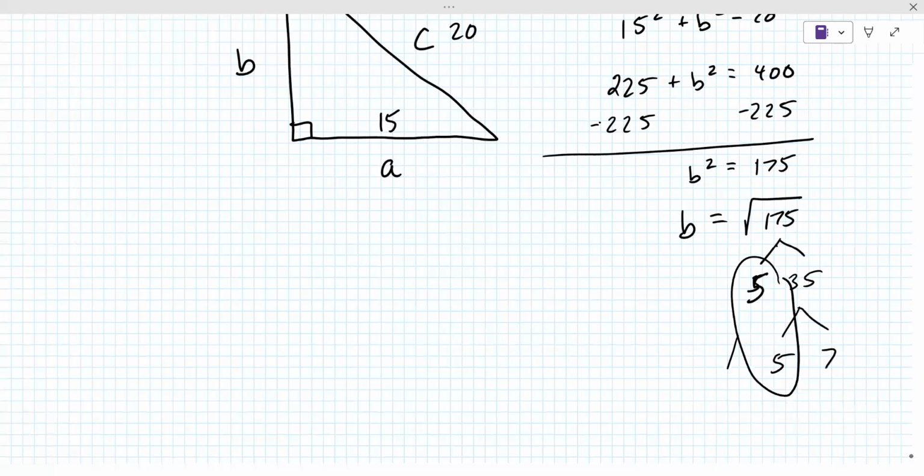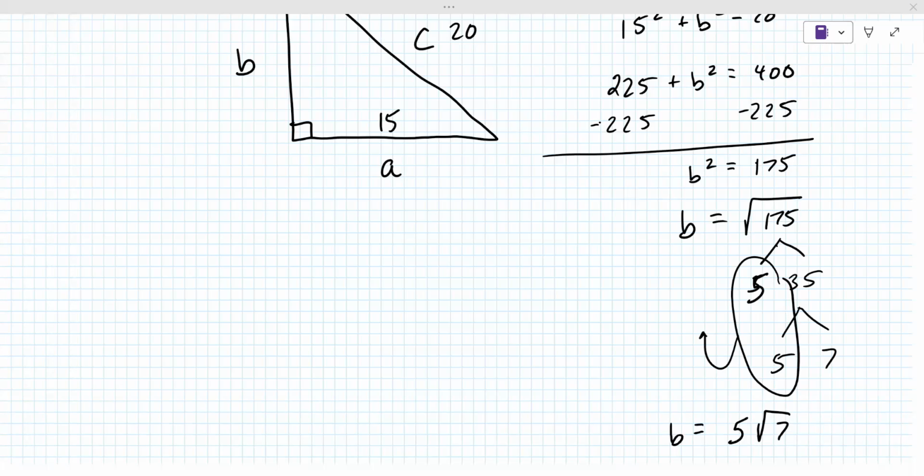7 does not go into 5. Yep, so we're done. 7's a prime number. So this becomes 5 square root 7. That's your value of B. Okay. Any questions on that? No.